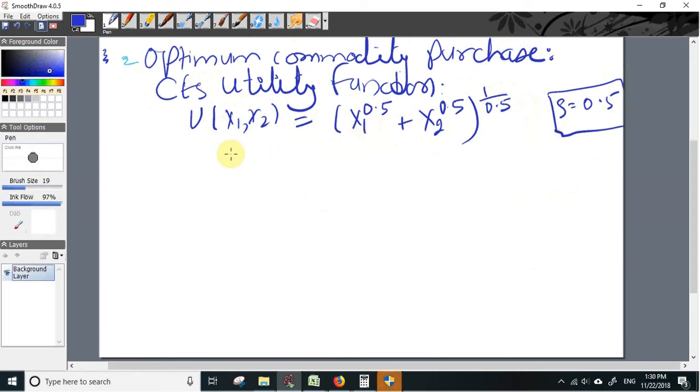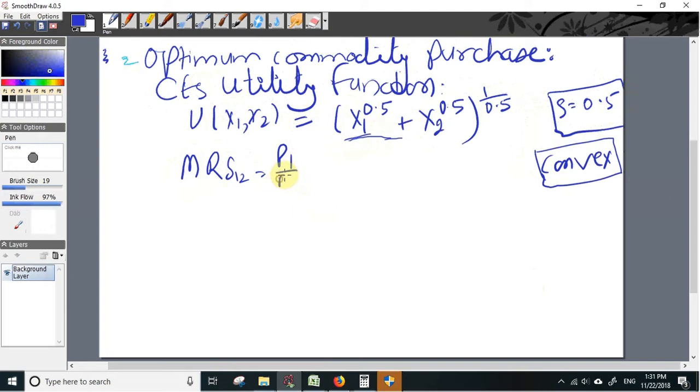So we know that in this case also the utility function has a set of convex indifference curves, so there is no need to check the second order condition. So we find the optimum commodity purchase just by using the optimum rule: marginal rate of substitution is equal to the price ratio.